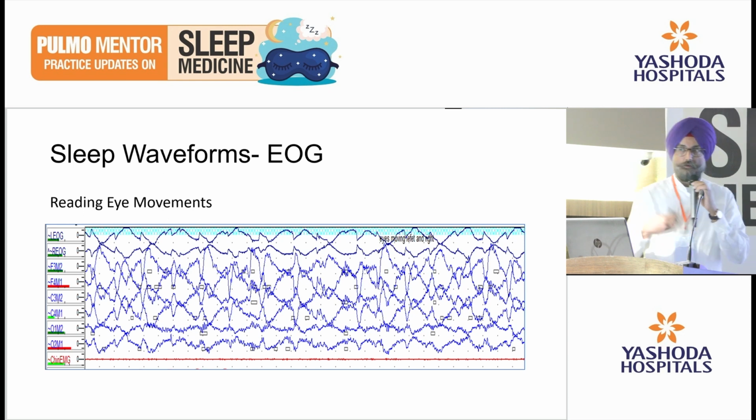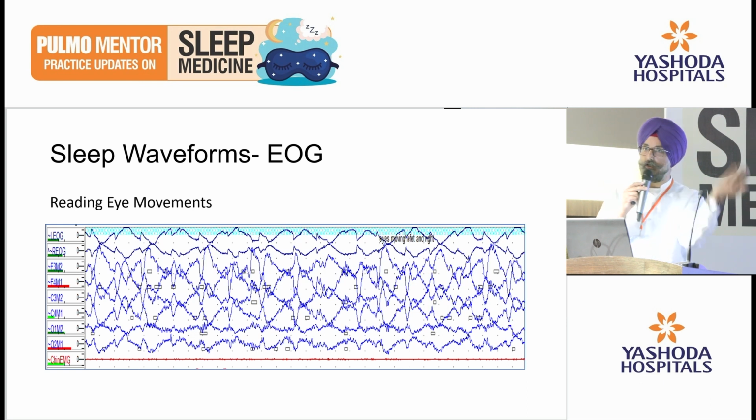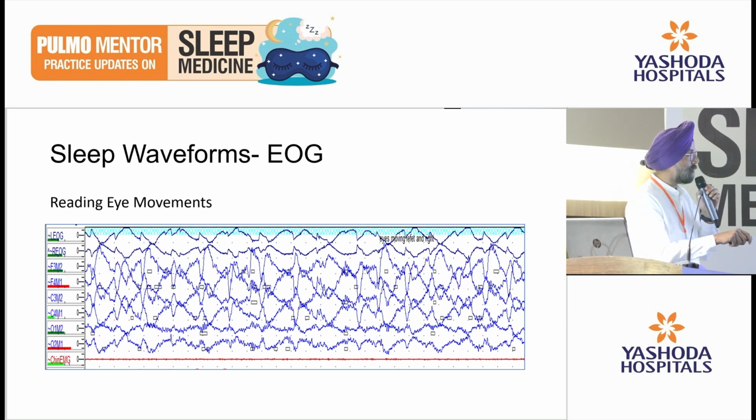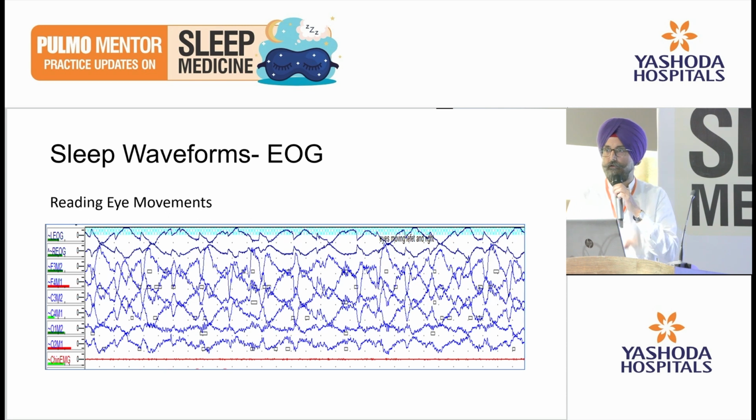Reading eye movements are a feature of wakefulness. It's like reading a book. We start reading the book from the left side of the page, then go to the right side, and then quickly come back. So if you see here, this is going from left to the right, and then this is a quick deflection of right to the left. So you have got a slow component and a rapid component. Slow component, rapid component. Left to right, right to left. So these are reading eye movements.